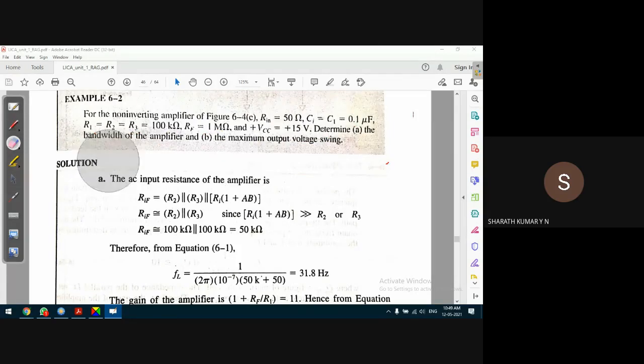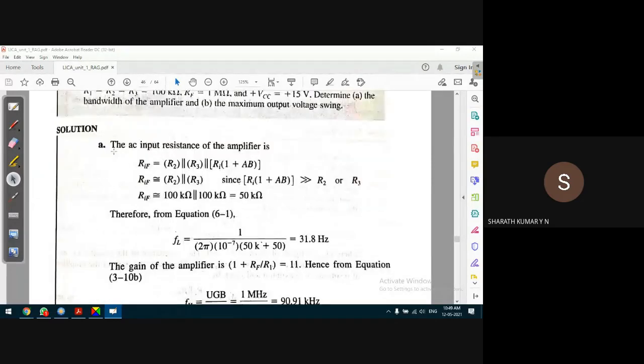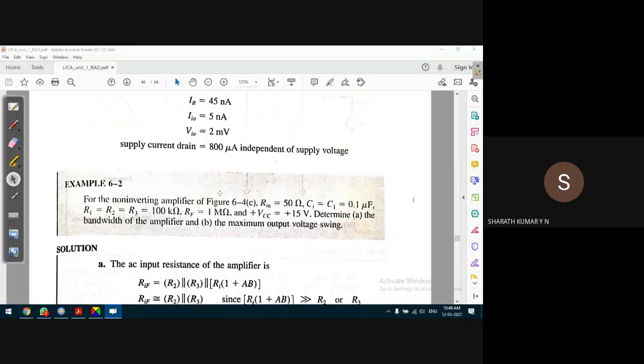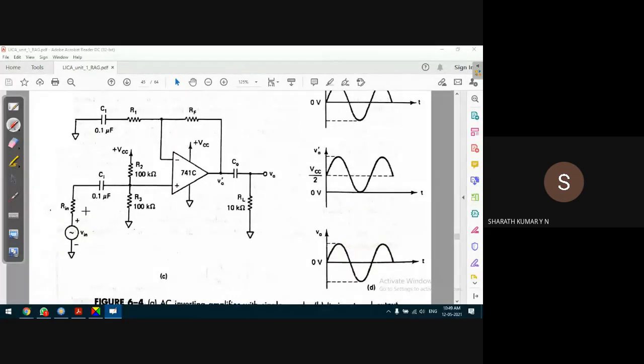Let us quickly go through this problem because this deals with a non-inverting amplifier and considers single polarity supply. For RAF we have to consider the parallel combination of R1, R2, and R3. Let us observe the diagram again. Where is RAF? This is the effective input resistance, which is the parallel combination of R2 and R3.